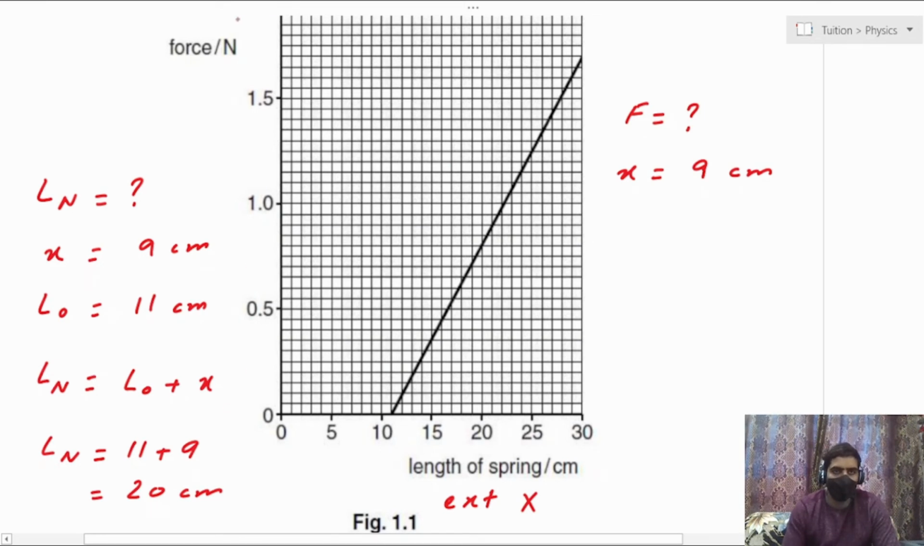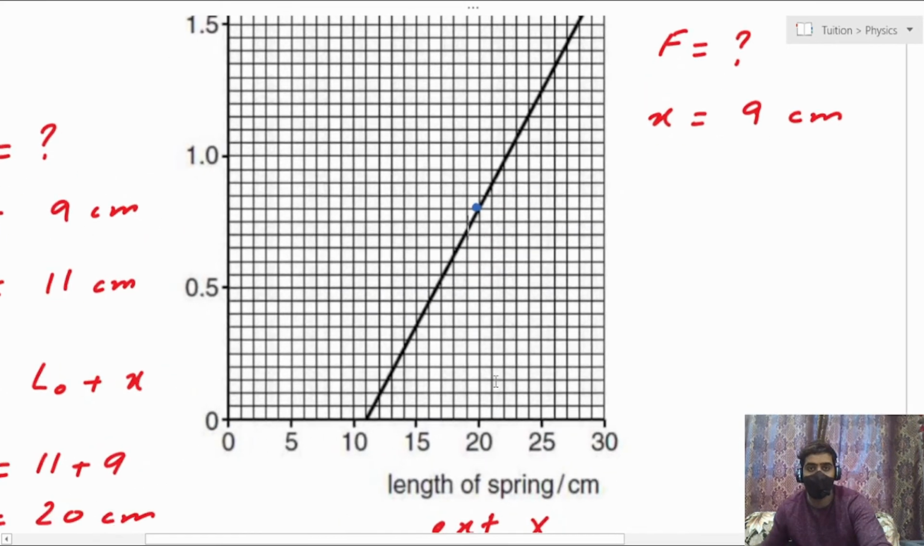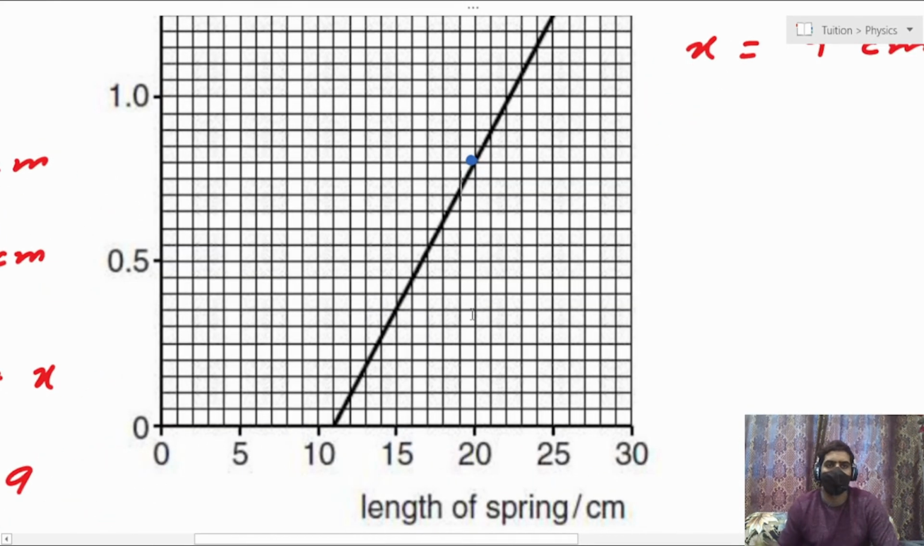So the length of the spring at that point is 20 centimeter. So let's go all the way up to this point, and this is a point where the length of the spring is 20 centimeter. Now what is the value of force against that length?